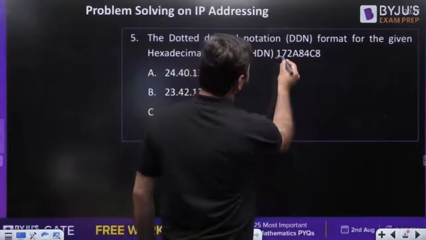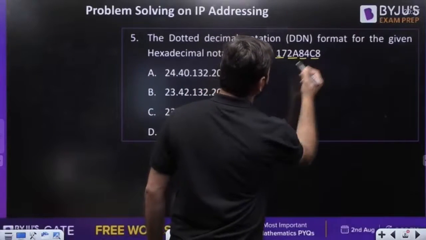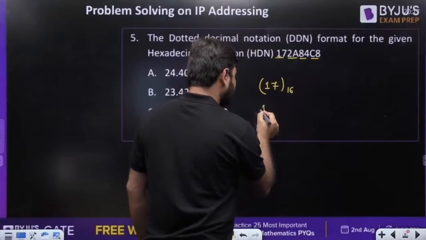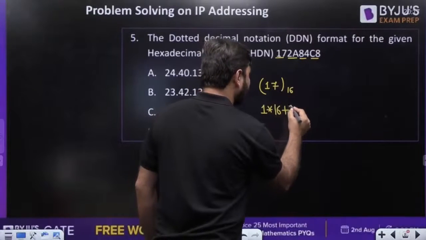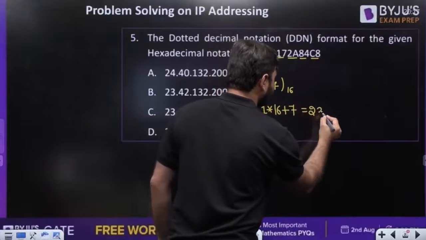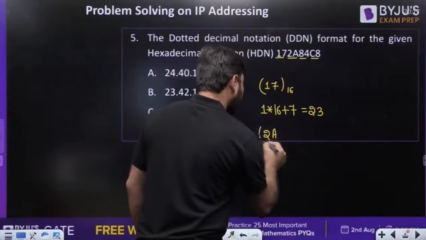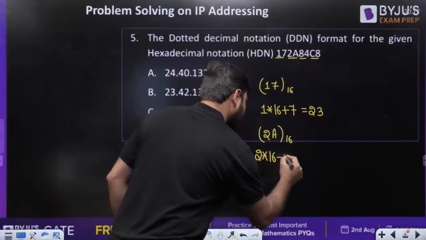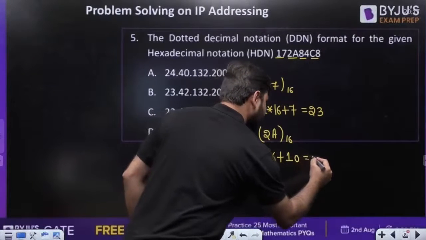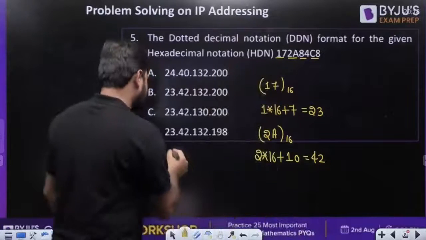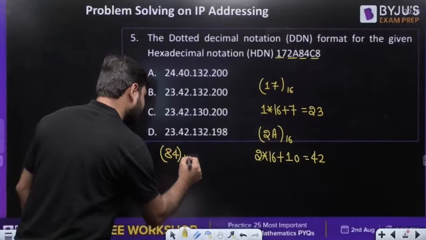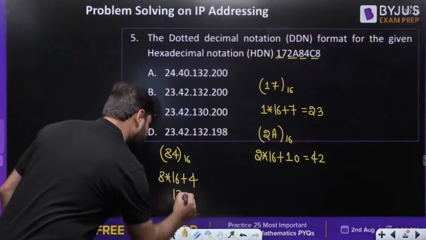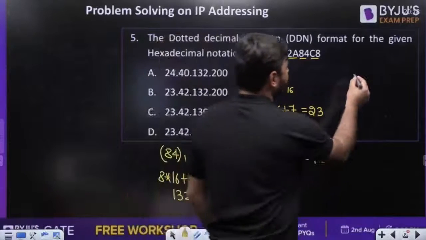This is 17.2A.84.C8. So this is written here 17, and it is written in hexadecimal now. How can we convert into decimal? First number multiply with 16 plus write the second number as it is. So this is nothing but 23. Now this is 2A here. First number multiply with 16. 2 into 16 plus A means 10. So this is nothing but 42. Now after that this is 84, written in hexadecimal. First number multiply with 16. 8 into 16 plus 4. This is 132.